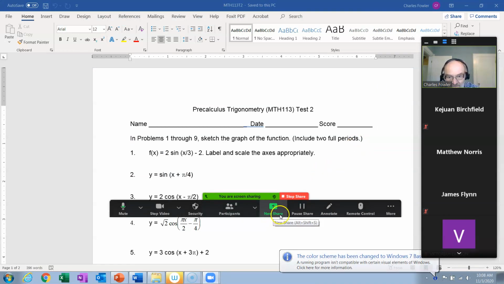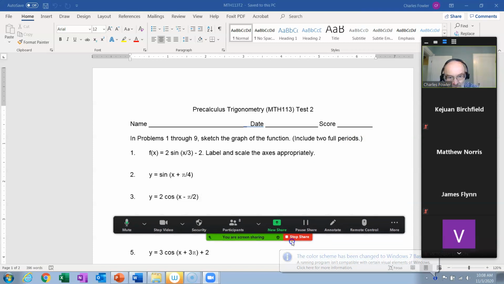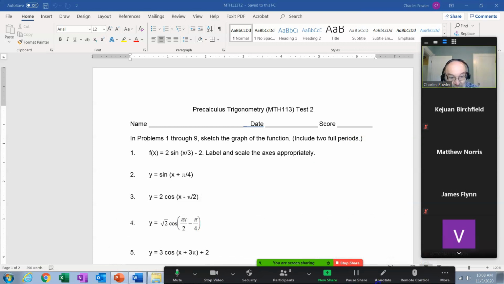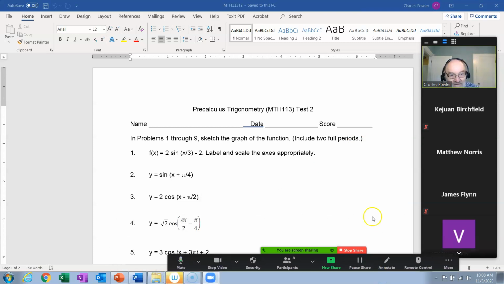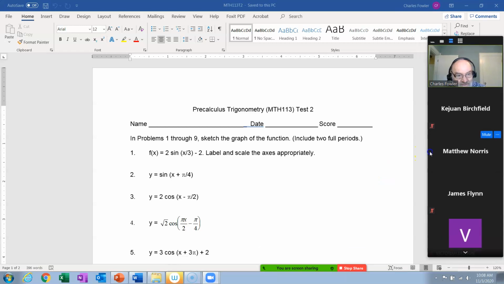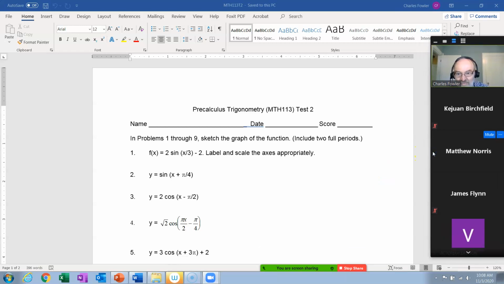Okay, let me get this taskbar, which you can't see, out of my way so I can see the test. I'm also going to scoot you over to the right just a bit so I can see a little bit more of the test. Okay, what you got? What question?